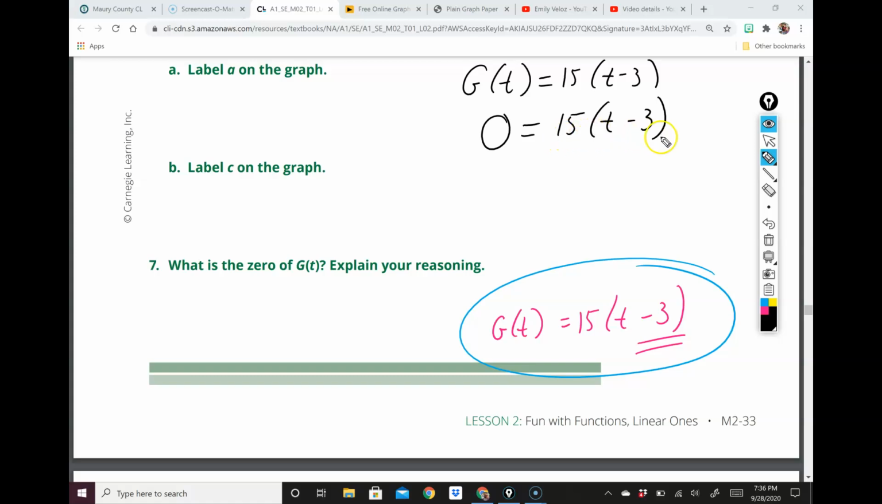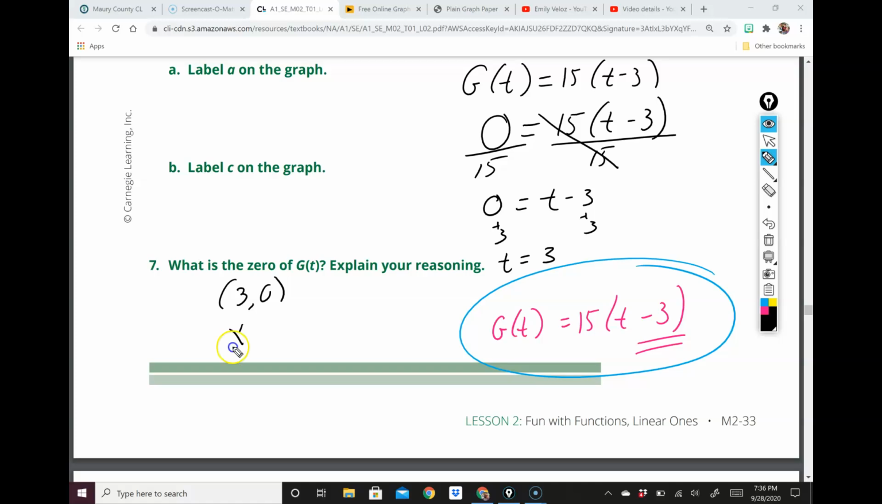So this is 15 times... So I'm going to divide both sides by 15. So that still gives me 0. t minus 3. Add 3 to both sides. And notice that your t is 3. That is your x-intercept when you set it equal to 0. So (3, 0) is your x-intercept.